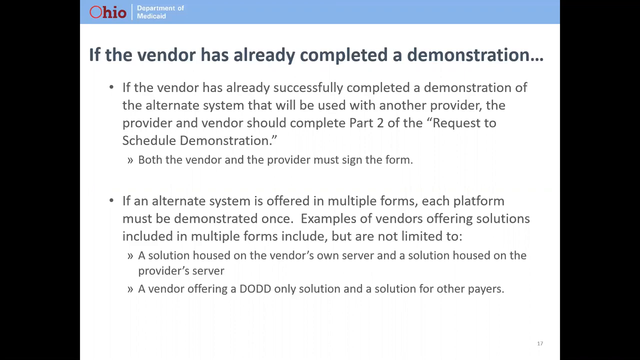Completing this portion of the form and submitting it, when we can verify that a successful demonstration was completed previously, will meet the demonstration requirement. If an alternate system is offered in multiple forms, however, each platform must be demonstrated once. Examples of solutions provided in multiple forms include, but are not limited to, a solution that is housed on the vendor server, but also sold to providers to be housed on their own servers, or a vendor that offers a DODD-only solution and a solution for other payers.